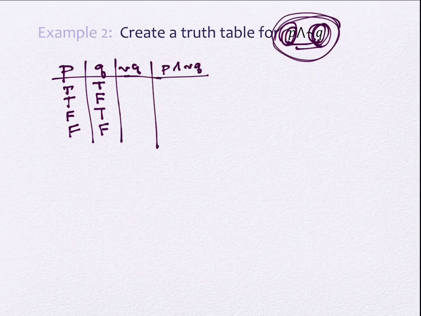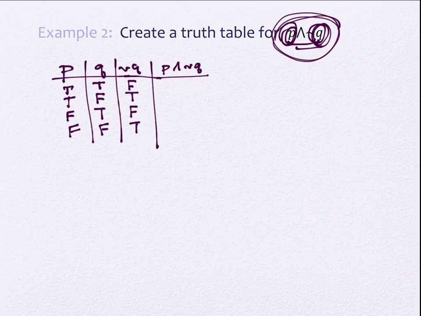Tilde Q. Negation. Negation of Q means I take the Q column and I reverse it. If it's true, I write false. If it's false, I write true. So my Q column right now says true, false, true, false. So what will my tilde Q column say? False, true, false, true.